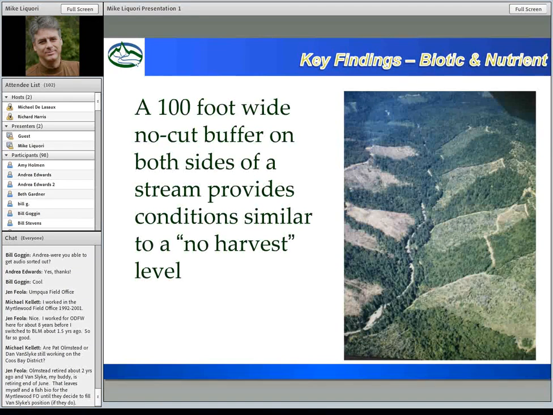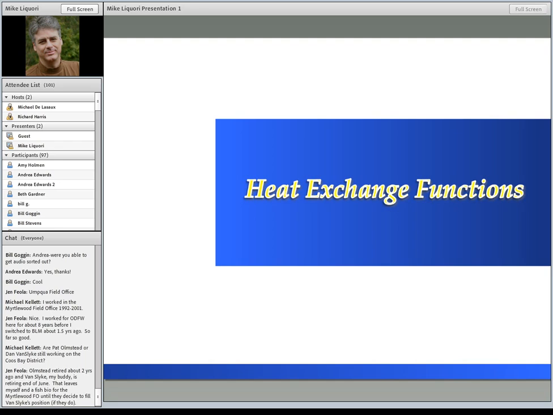One of the findings that we found, and this slide I think is a little bit out of order, so I apologize here, was that basically a 100-foot no-cut buffer on both sides of the streams provided conditions similar to a no-harvest level when it came to biotic and nutrient recovery. So there is opportunity within that 100-foot range to improve conditions for certain functions, but generally once you got beyond about 100 foot, it was difficult to distinguish any significant changes in the system.